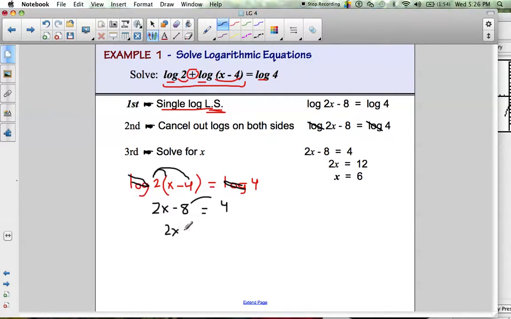So we just get 2x equals 12. And we divide by 2. And we divide by 2. So x equals 6. Okay. Now we always have to check for restrictions.